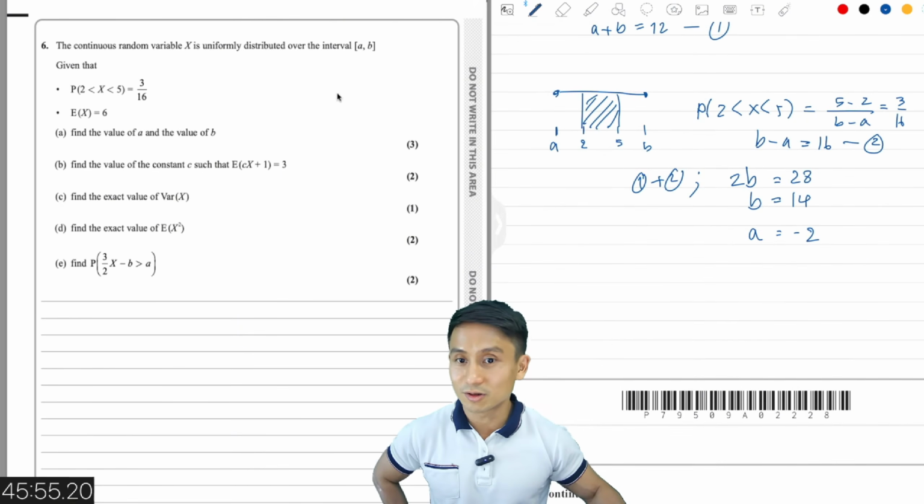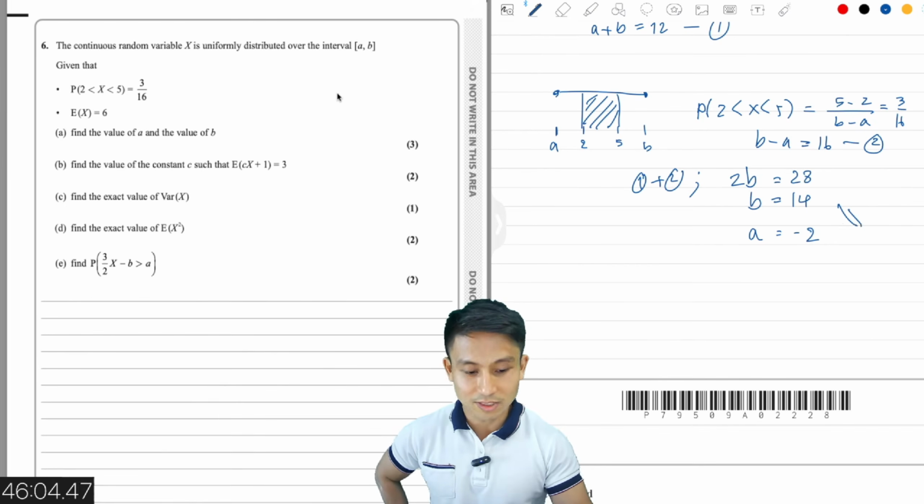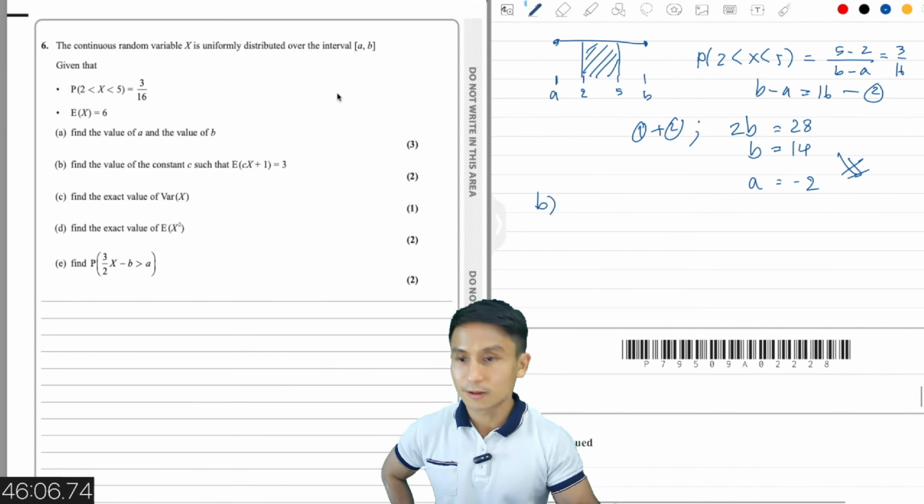It doesn't say anything about the values of a and b, so it can be. And if we try to find the mean, it's right. 3 over 16, everything is okay. So these are done. Part B.